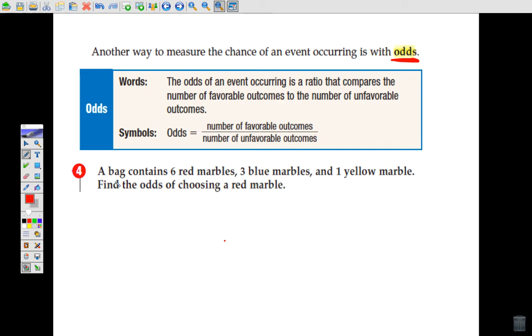So in this example, a bag contains 6 red marbles, 3 blue marbles, and 1 yellow marble. So we have 6, 3, and 1, so we have 10 marbles in the bag. Find the odds of choosing a red marble. Well, red is 6. That's favorable. So if 6 are favorable, how many would be unfavorable? Has to be 4. Now, once again, this is not reduced, so I would call this 3 over 2, or sometimes when we're writing odds, you'll see it written like this, 3 to 2.